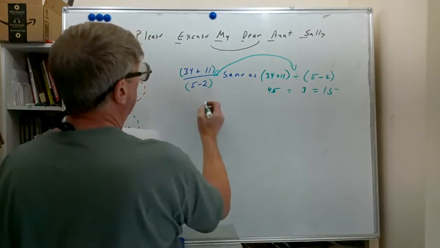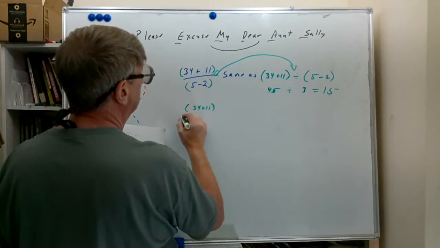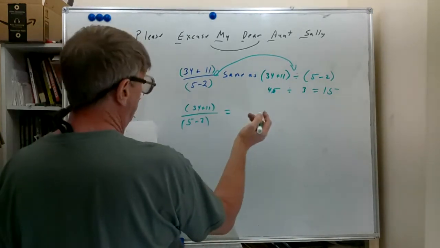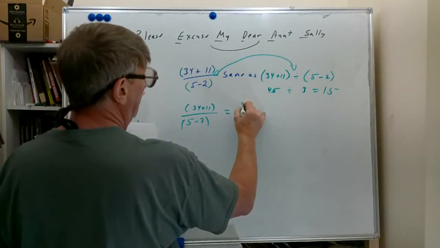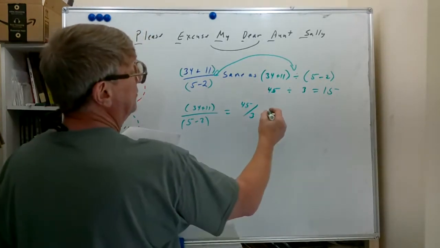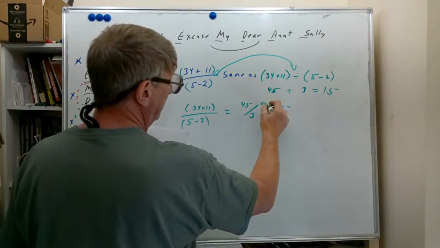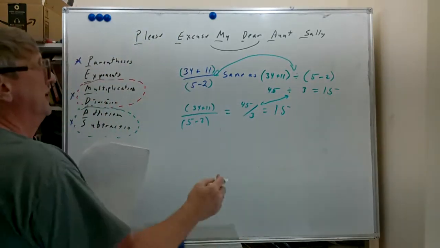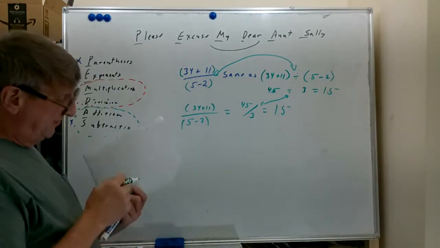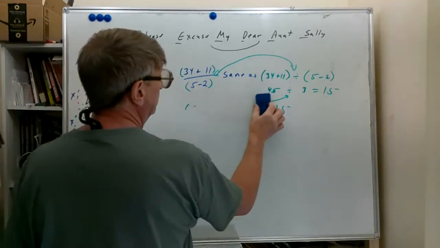We could have done it this way. 34 plus 11 over 5 minus 2. Recognizing the implied parentheses, we could have said 34 plus 11 is 45 over 5 minus 2, which is 3. But when you did the division, you would see that it was 15. So basically, two things we wanted to point out here: that the fraction line acts like a parentheses, and that the fraction line and the division are the same operation.